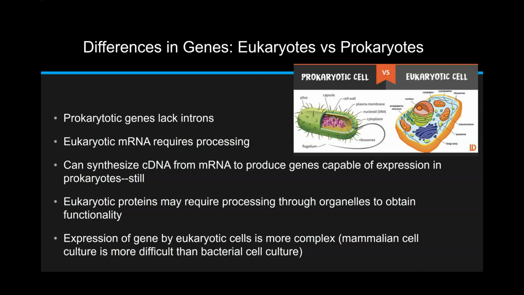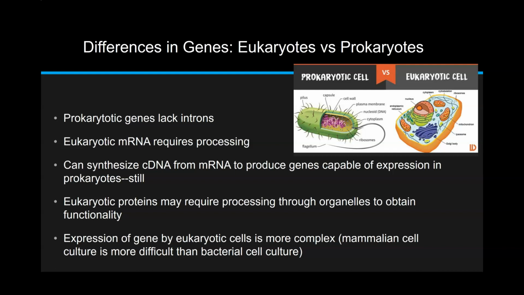Do you remember that prokaryotic genes are more simple in structure than eukaryotic genes? Eukaryotic genes have introns that must be spliced out before the messenger RNA can be translated into protein. This is not true of prokaryotes. Additionally, eukaryotic genes may produce proteins that need modification in eukaryotic organelles to become functional. Therefore, sometimes a eukaryotic system is needed to produce the protein.